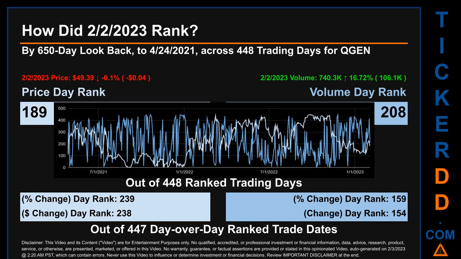The line graph overlays price and volume's daily ranking, as shown respectively in light versus dark blue, across those target trading days. In this view, essentially the dips are good whereas the spikes are bad. The price's day over day percentage change, dropping minus 0.1% on the 2nd of February 2023, had a day rank of 239 while its dollar difference of minus 4 cents had a rank of 238 when compared day over day across 447 trading days. Volume's percentage change and difference were ranked respectively at 159 and 154.